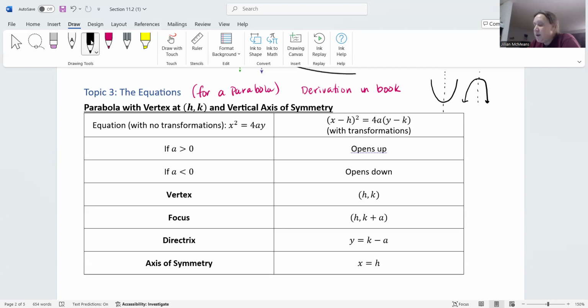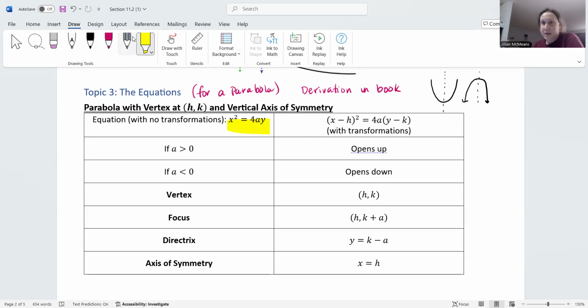Okay. Now, in the event that you have absolutely no transformations, the generic form of a parabola would be x squared equals 4 times a times y. And I think this is going to do that weird bouncy thing. Remember how that used to happen a long time ago? I copied this table from another worksheet and somehow it makes things bounce. I don't know why. But anyway, if you have just the generic form of a parabola that has a vertical orientation, meaning it has a vertical axis of symmetry, that would be x squared equals 4ay.